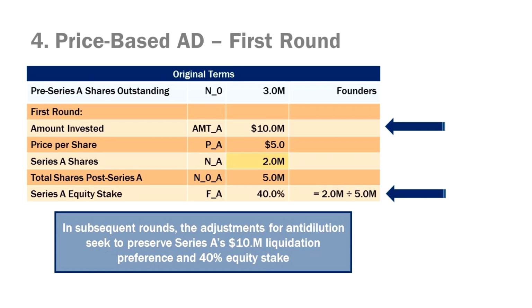Prior to the Series A round, there were 3 million common shares held by the founders. Based on these values, the Series A investors held 40% of the equity following the completion of the Series A round, or 2 million out of the total 5 million post-Series A shares outstanding.